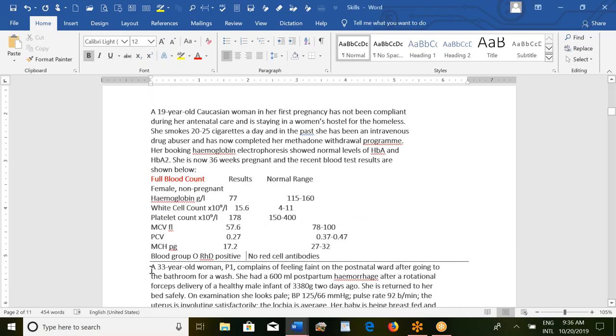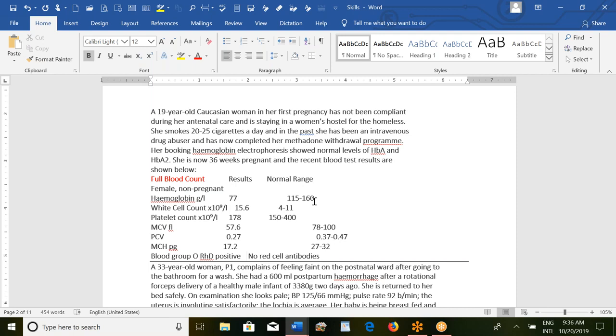Yeah. 19-year-old Caucasian in her first pregnancy, compliant with antenatal care, staying in a woman's hostel for the homeless. She smokes 20-25 cigarettes, is an intravenous abuser, and is on a methadone withdrawal program. Her booking hemoglobin electrophoresis HBA and H2. 36 weeks pregnant.